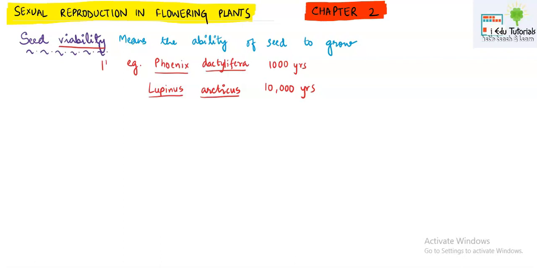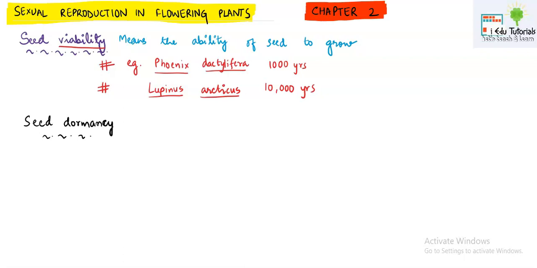So these two examples you need to learn because they are cited in NCERT, so they may be asked in an MCQ: which among the given plants has longer seed viability, or the two plants with maximum seed viability. Now in contrast to seed viability, there is one more term, which is seed dormancy, and it is very much mentioned in the NCERT. Dormancy is just the opposite of viability, meaning the inability of the seed to grow. Dormancy means the seed is dormant, it will not grow.